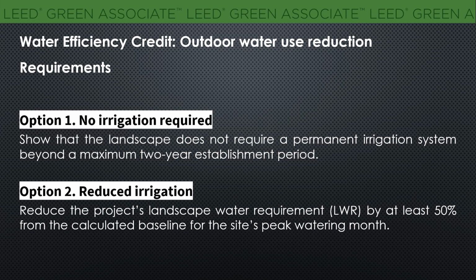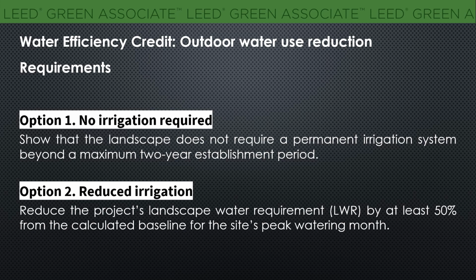So non-irrigation requirements. Here we need to show that the landscape does not require a permanent irrigation system after a maximum of 2-year establishment period. So here the reduction must be achieved through plant species selection and irrigation system efficiency as calculated by the Environmental Protection Agency EPA WaterSense Water Budget Tool that we have discussed in our previous lecture.